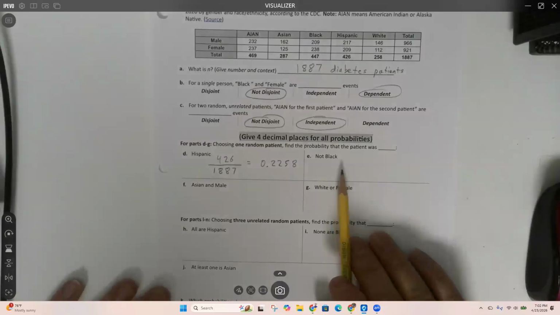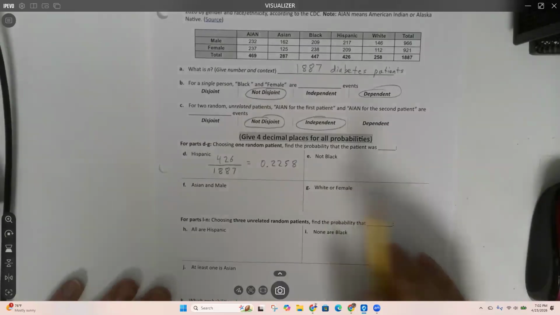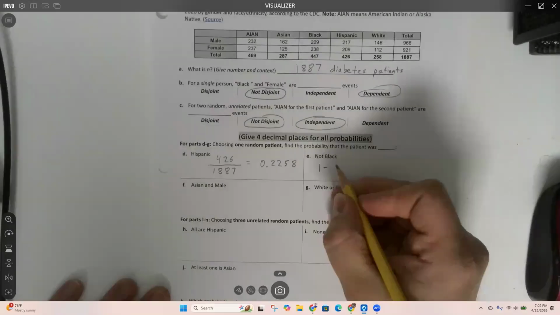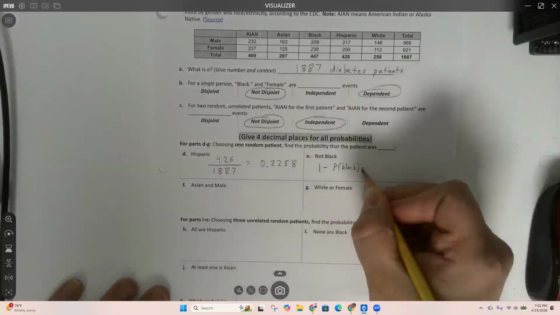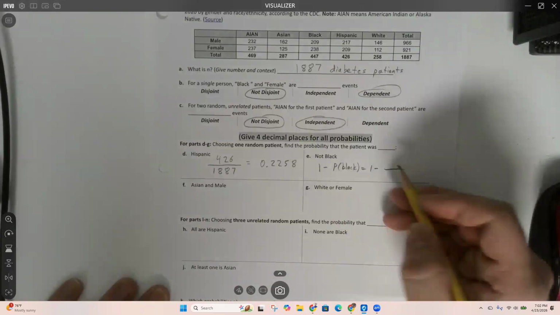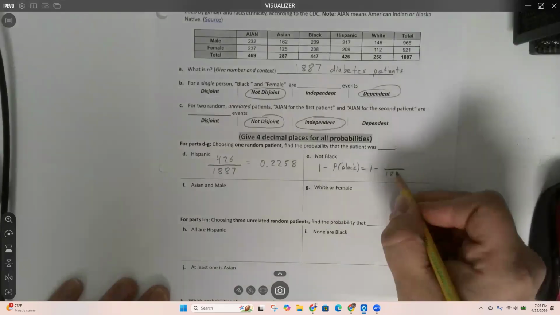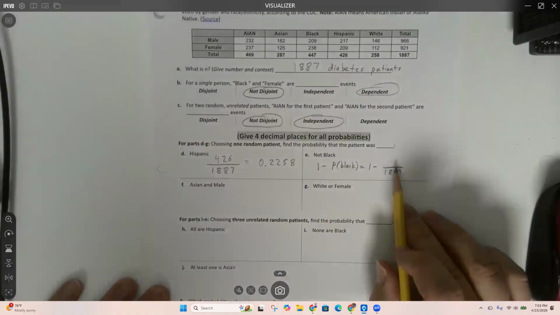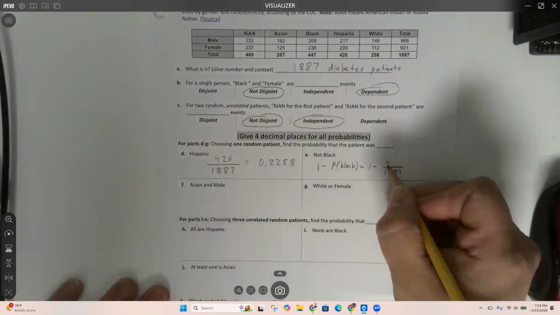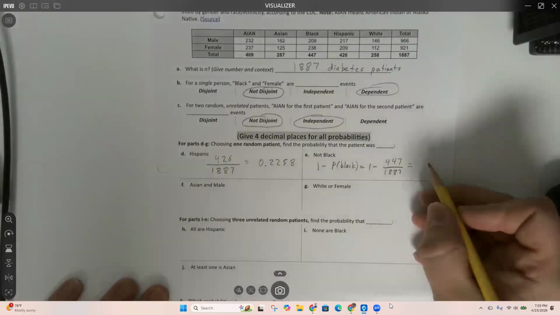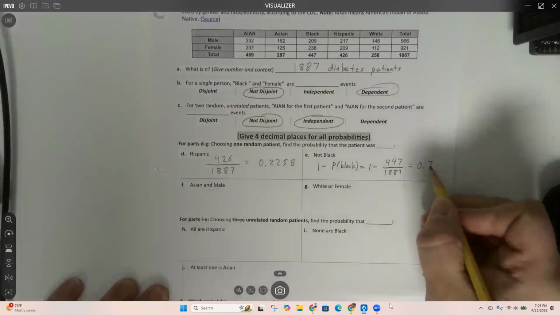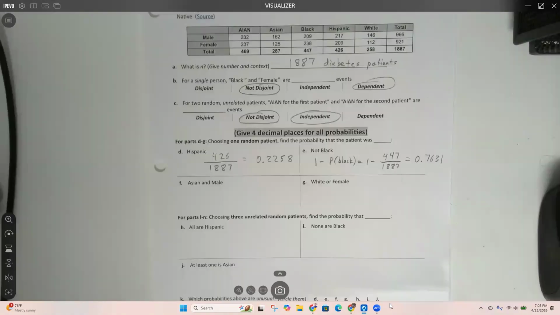What is the probability that the patient is not black? That is 1 minus the probability that they are black, so 1 minus, what's the black number, the numerator here? How many people in the study were black? 447. Thank you, Raya. And if we put that in the calculator, that is 0.7631. Okay.